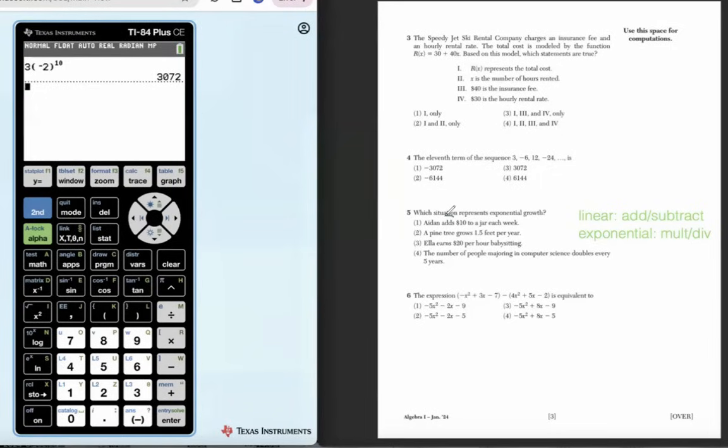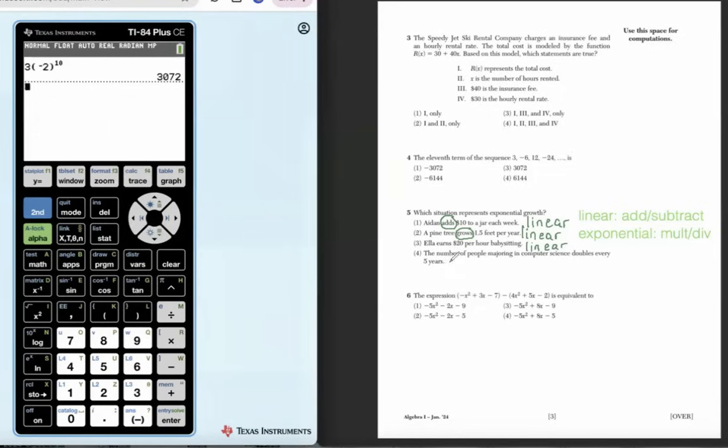They actually gave you the key word here. He's adding. Therefore, this one is linear. A pine tree grows 1.5 feet per year. When you're growing, it's going to be the same amount per year. So technically, we are adding 1.5 every single year. So this is also going to be linear. Ella earns $20 per hour babysitting. Again, if she does 1 hour, it's 20. 2 hours, it's 40. 3 hours, it's 60. So technically, we are simply adding $20 every hour. That's also going to be linear.